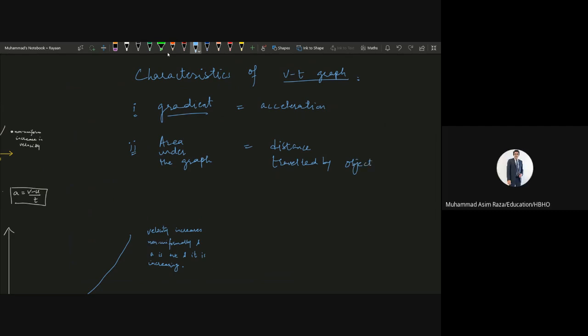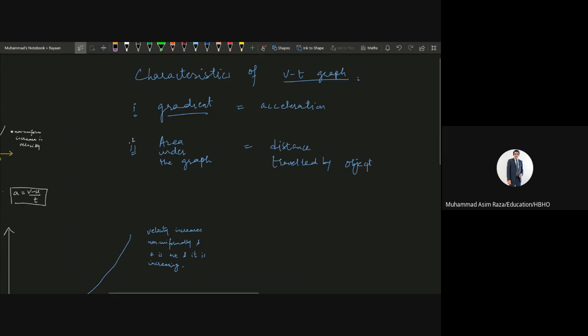You know that when we studied characteristics of distance time graph, we studied that it has only one characteristic, and it is that gradient of distance time graph gives us velocity or speed. But velocity time graph characteristic is that its gradient gives us acceleration, and area under the graph gives us the distance traveled by the object. And how to calculate that distance?